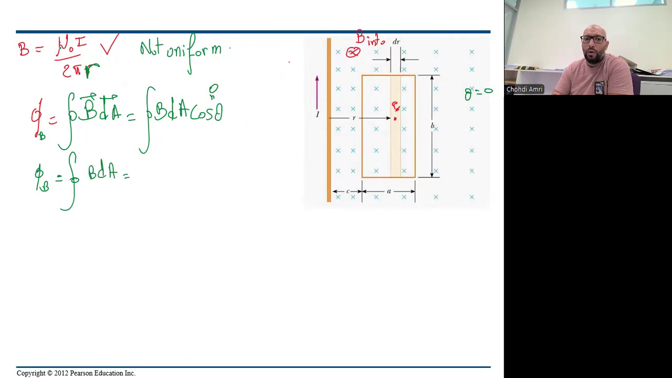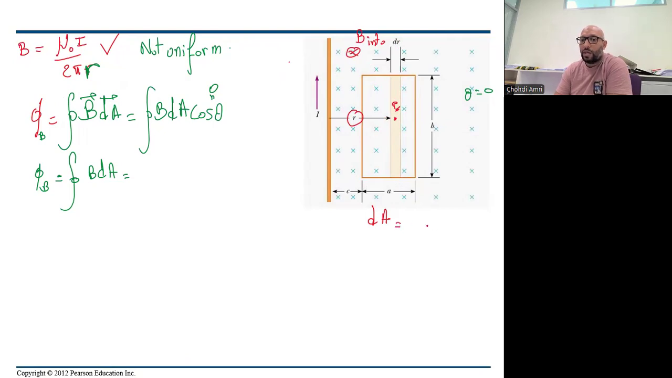B, we know what B means. B is mu naught I over 2 pi r. However, dA, how much is it? As long as the point P is moving parallel to the wire, we have the same distance, so this side will be constant. However, if the point P is moving horizontally away or toward the very long wire, which one is variable? This distance r will be variable.